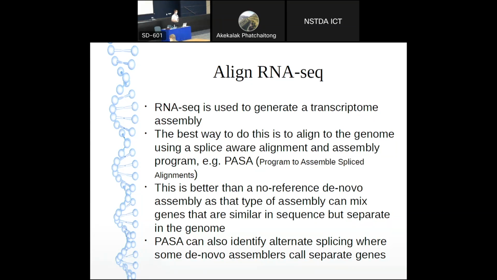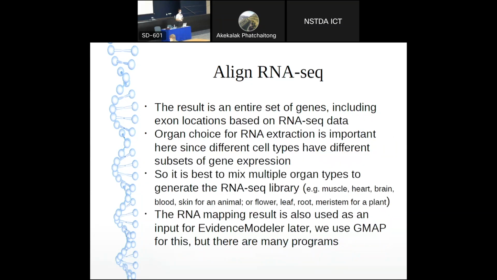A benefit of parser is that it can also identify alternate splicing, where some de novo assemblers call them separate genes. So the result from this is an entire set of genes, including exon locations based on the RNA-seq data.